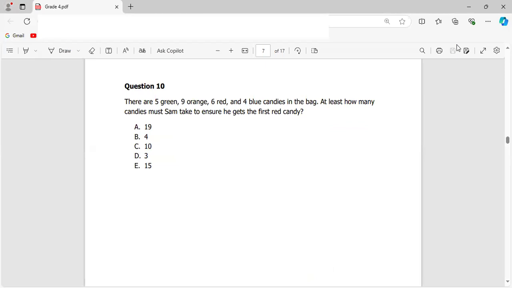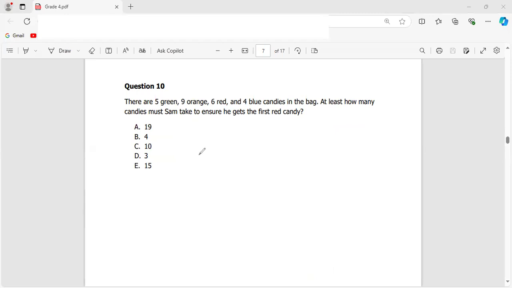Question number 10. There are 5 green, 9 orange, 6 red, and 4 blue candies in a bag. At least how many candies must Sam take to ensure he gets the first red candy? Whenever we're doing these questions, we have to take the first case scenario.